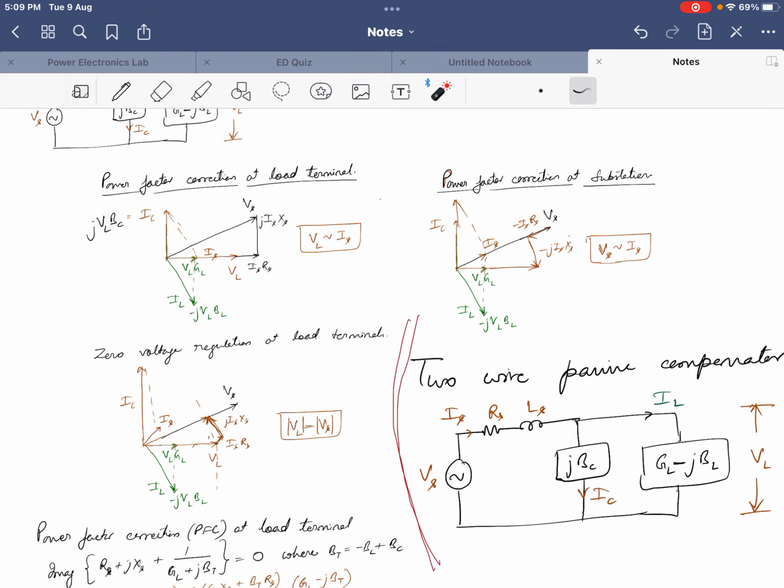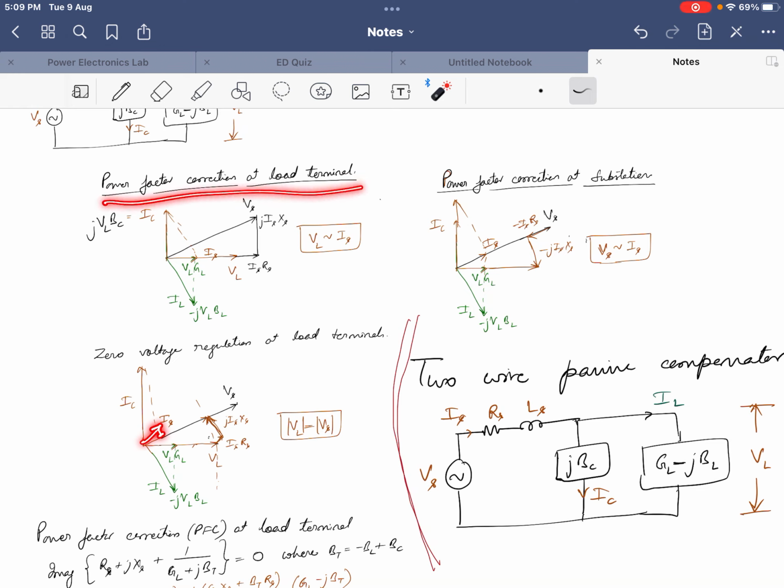Now VL can also be multiplied with jB_C. It's a positive j over here. So we need to give some value so that IC will be there. So IC and IL will give rise to the value of IS. Now this IS is here.